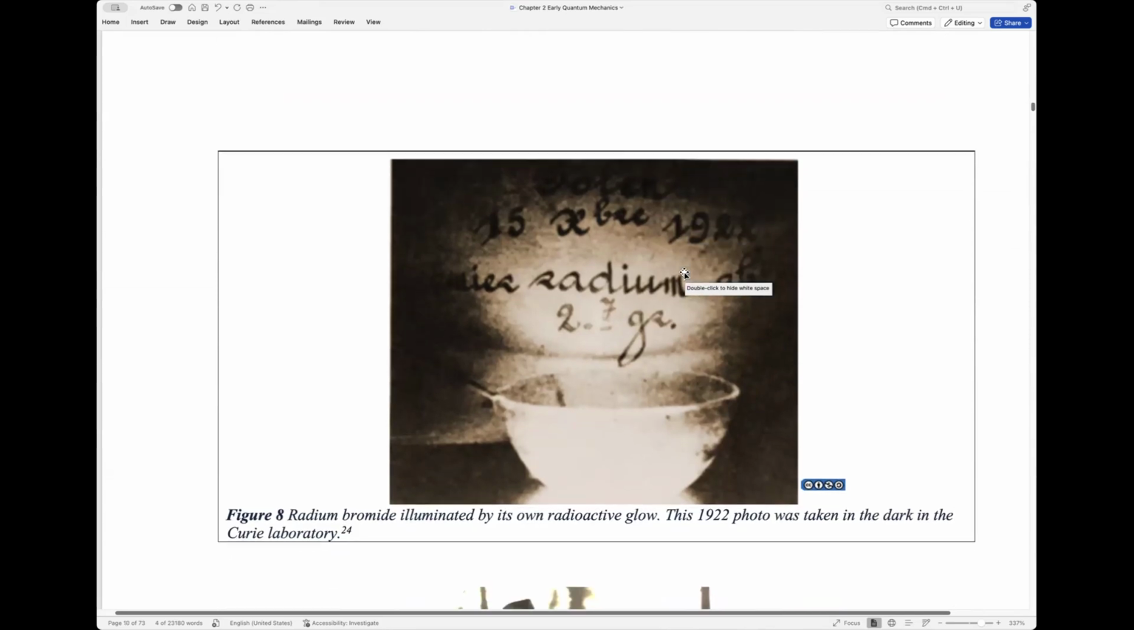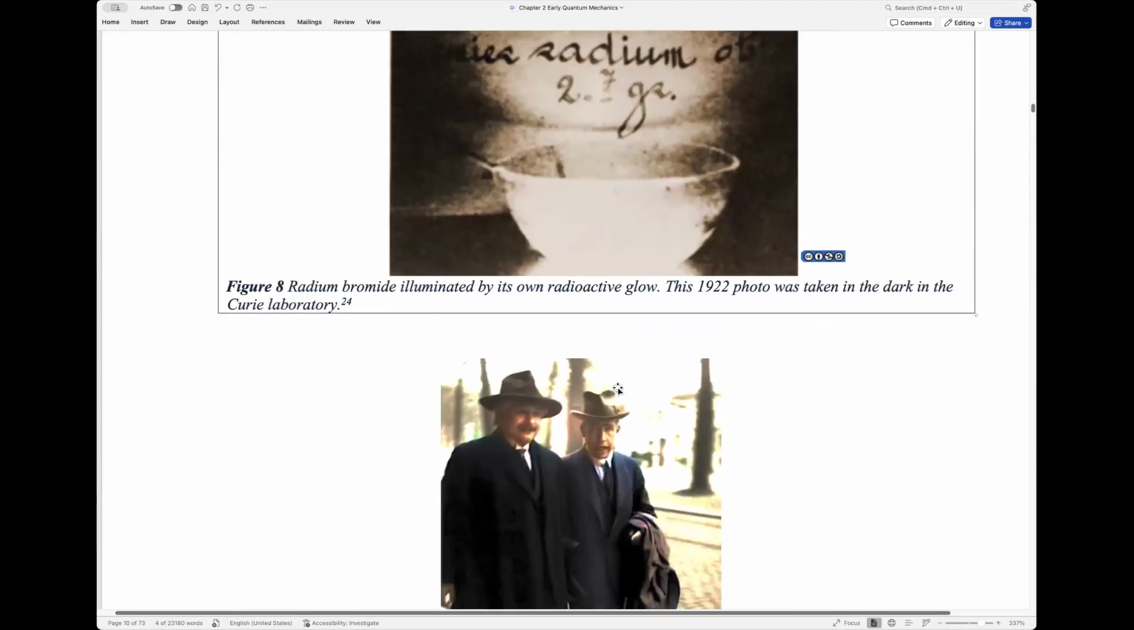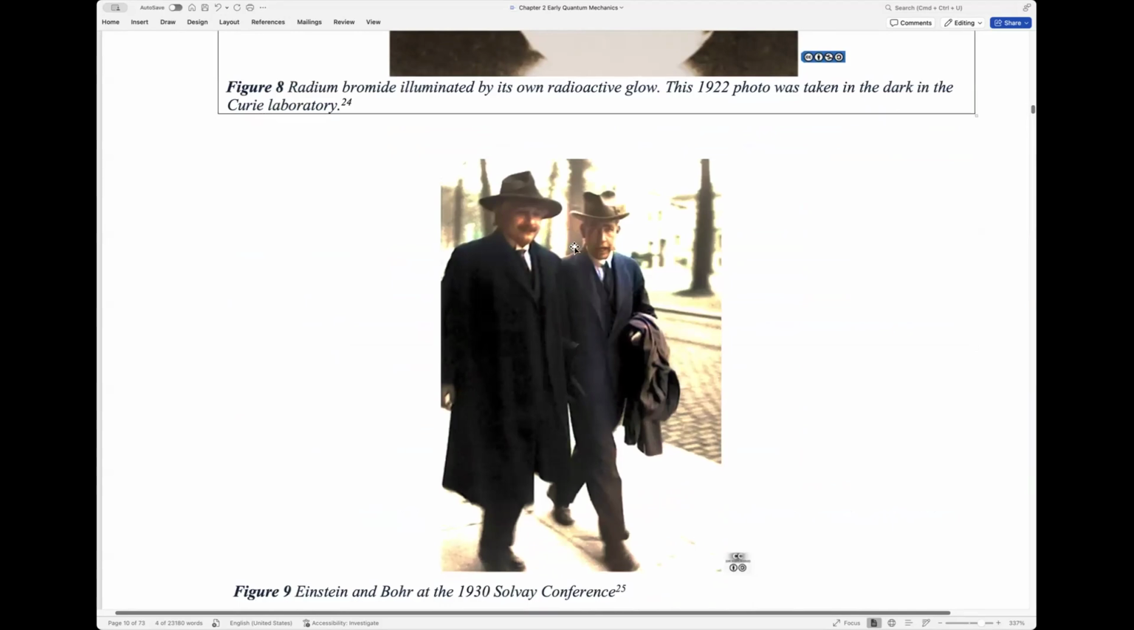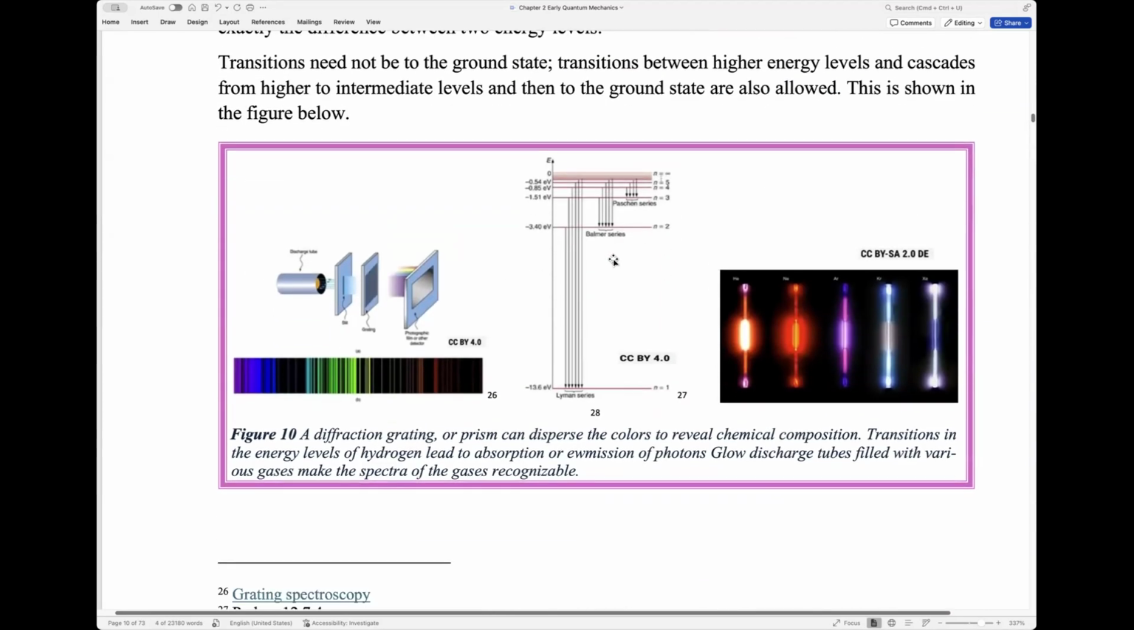Here's an example of a chemical molecule of radium bromide glowing in the dark in the Curie's laboratory. In fact, there were parlor games that people were involved in where they would buy little samples of various kinds of radium oxides and so forth, and turn out the lights at their home, close the curtains, and you could see each other glowing, or you could see the glowing material. So there's a little historical photo of Einstein and Niels Bohr. What we're going to is this.